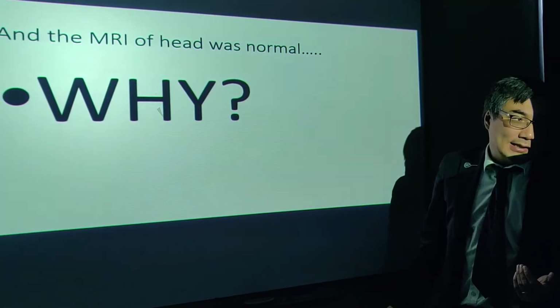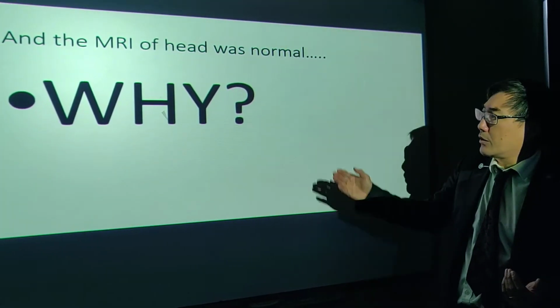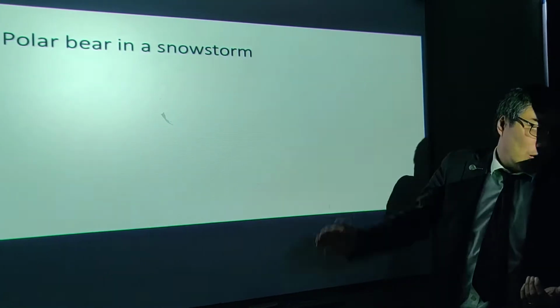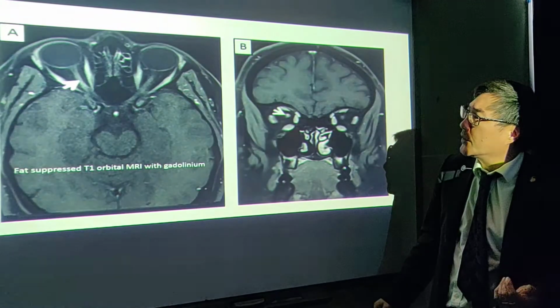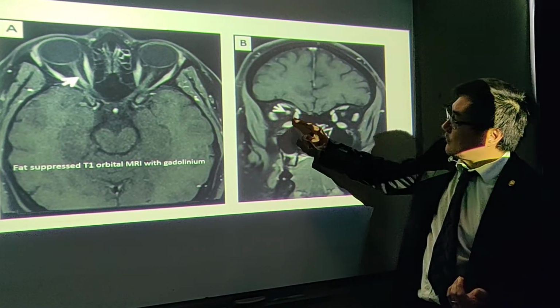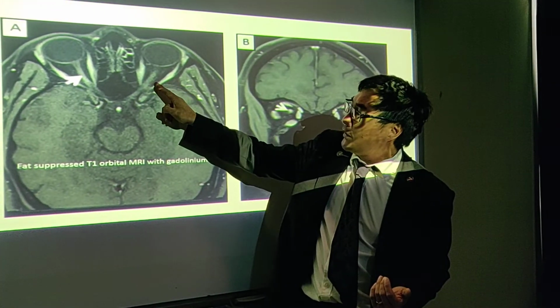And so that MRI scan is going to be read as normal. And the question is why? Because white stuff on white stuff equals white stuff. Polar bear in a snowstorm. So what we'd like to do is suppress that fat. You can see in this T1 post-contrast, we've suppressed the fat.